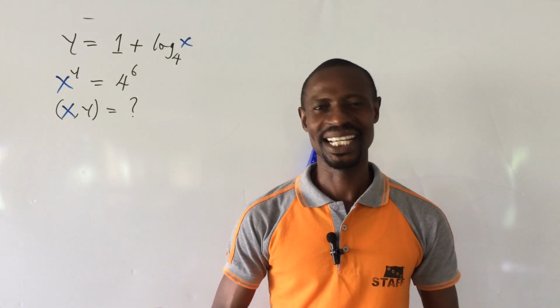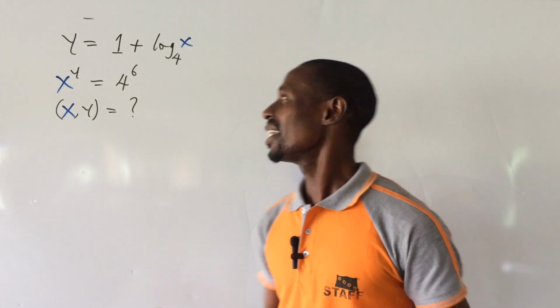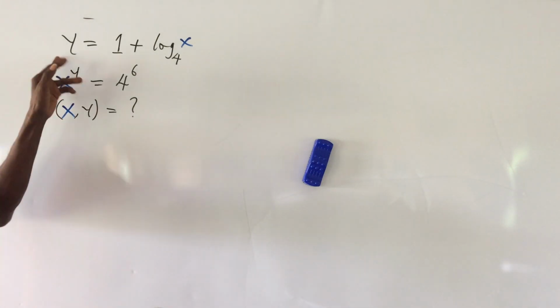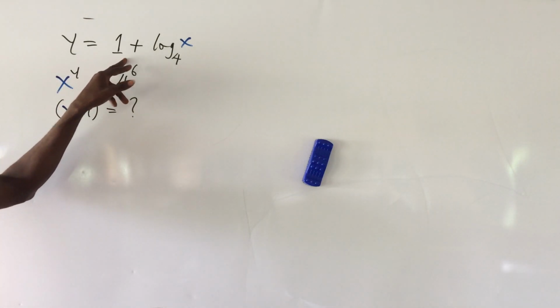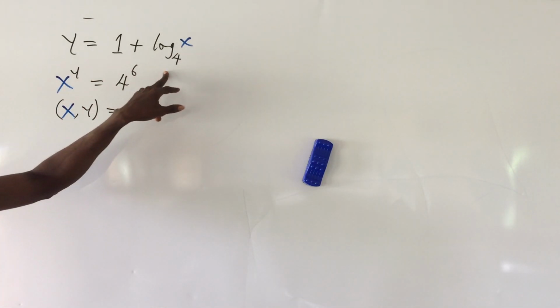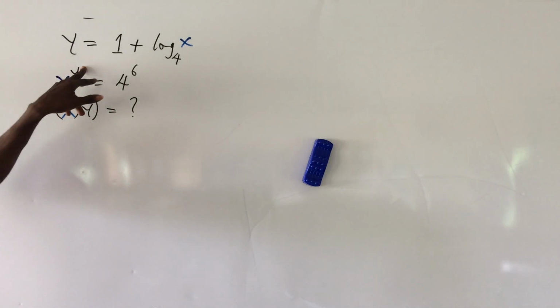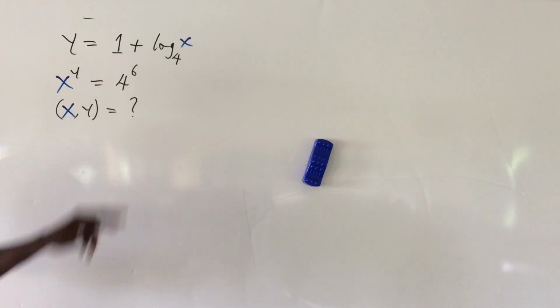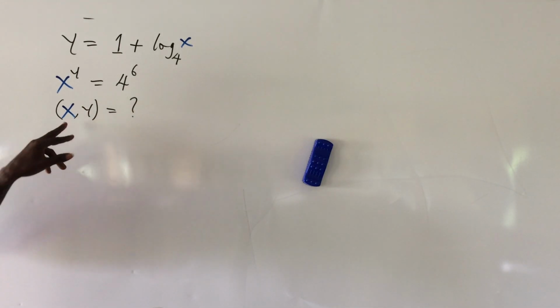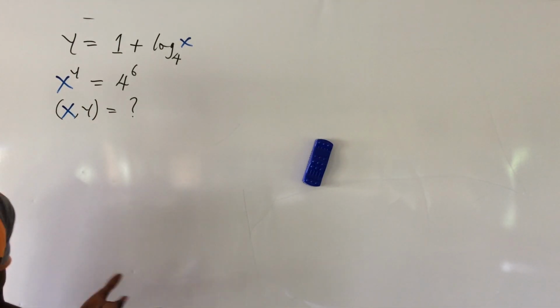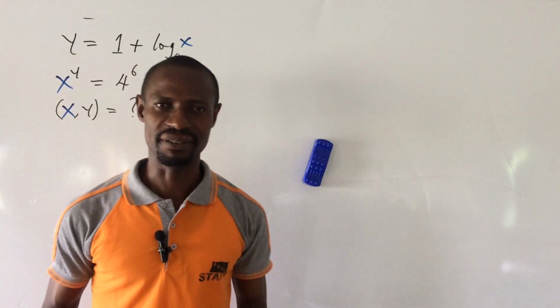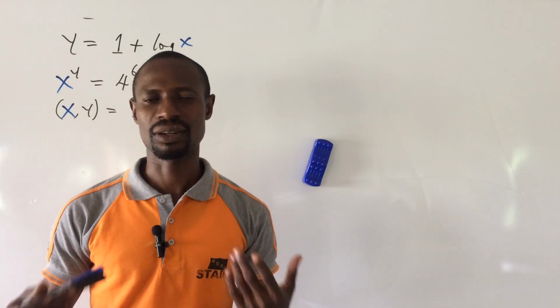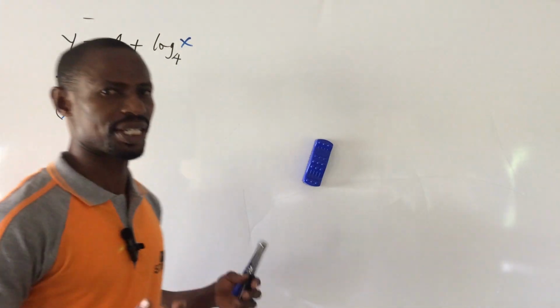With that being said, let's go to today's challenge. The question says y equal to 1 plus log x base 4, and x to the power of y equal to 4 to the power of 6. Then x comma y will now be what? What will be the value of x comma y? So let's take down our solution.